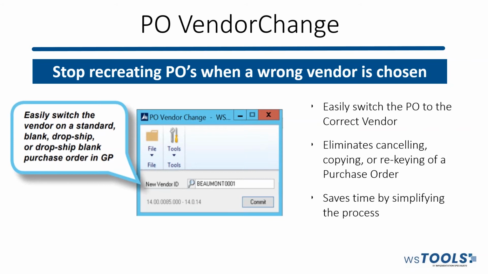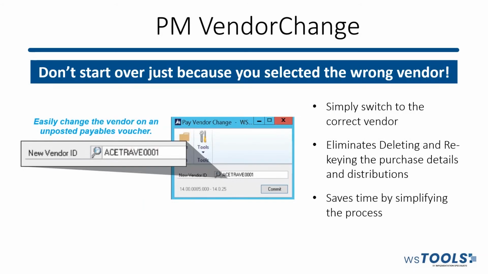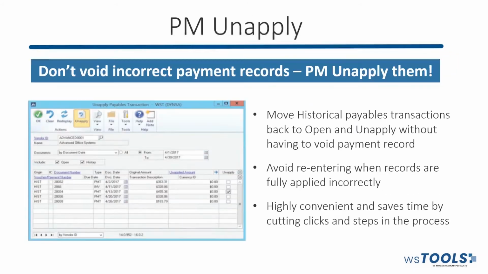You do not have to redo it, don't have to copy it, don't have to waste another PO. You just run PO vendor change. I'm going to show you that one. I'm going to show you it on the payable side as well. And I'm going to show you one of our tools called PM Unapply, where it allows you to do things on the Unapply side you typically can't do in GP.